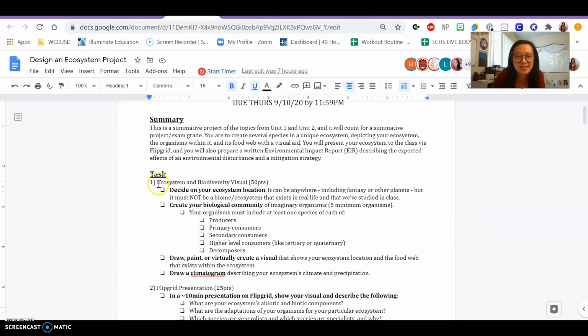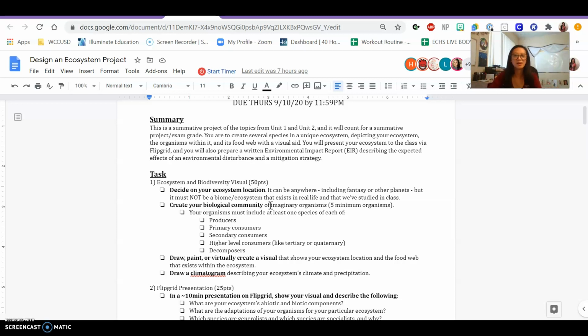The first task is your ecosystem and biodiversity visual. This is worth 50 points, so half of your project. You need to decide on an ecosystem, and it should be anything. It can be imaginary, fantasy, or based off of your favorite book or movie or show. The only thing I ask is that it is not a real biome, because I don't want you to copy the same organisms and the same biome characteristics. So a made-up biome, it can be based off of something that's real, but it should not be real.